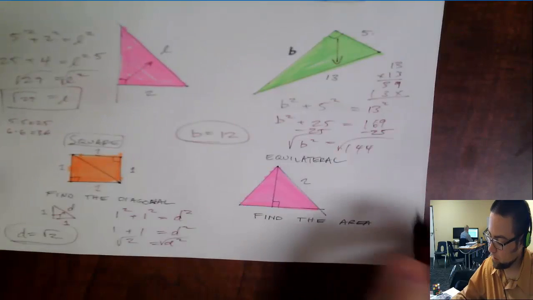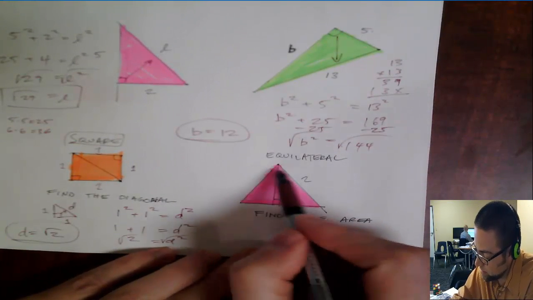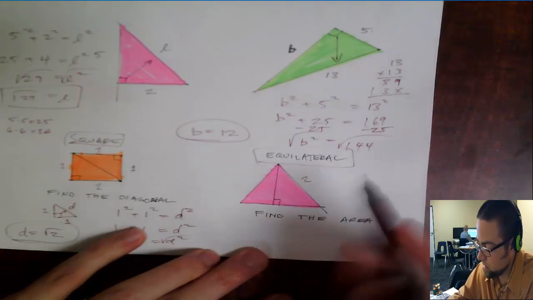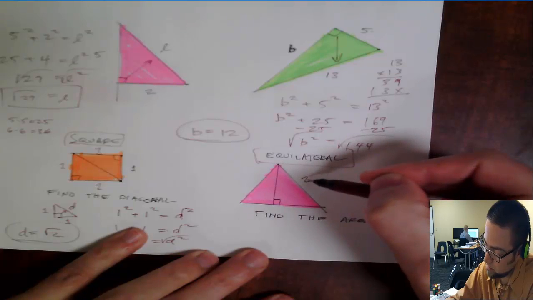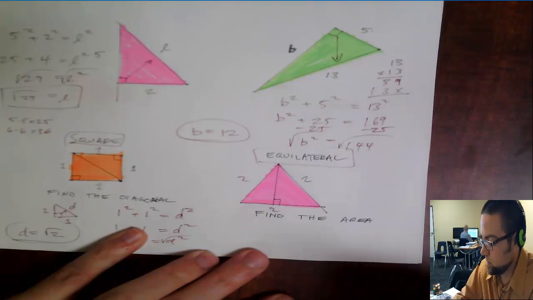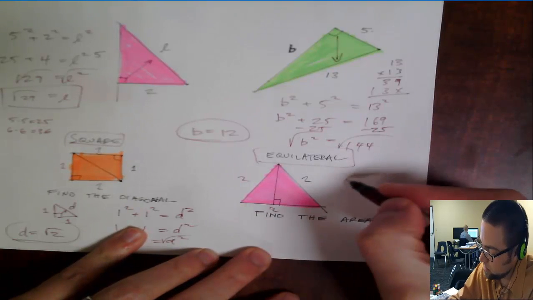Okay, last one. An equilateral triangle. Okay, so equilateral tells us something. That's kind of like the square of the triangle world. You know that this side is 2, then this side is 2, and this side is 2. So that's what equilateral means. It says find the area. What do we need to find the area?